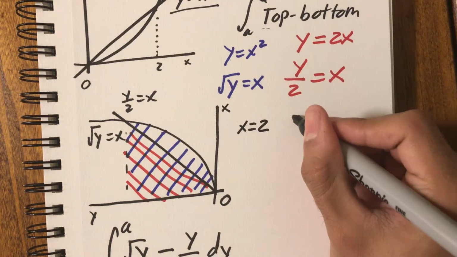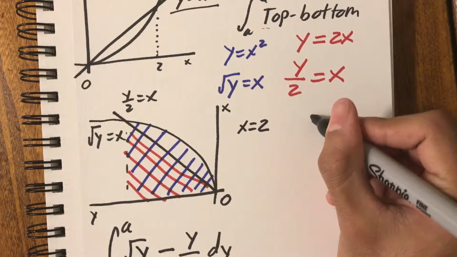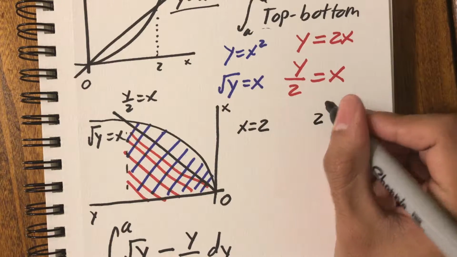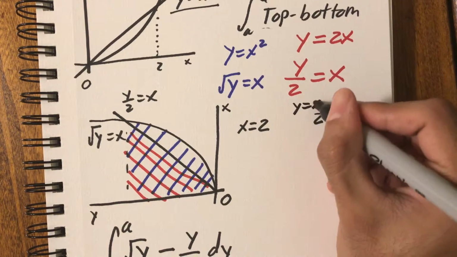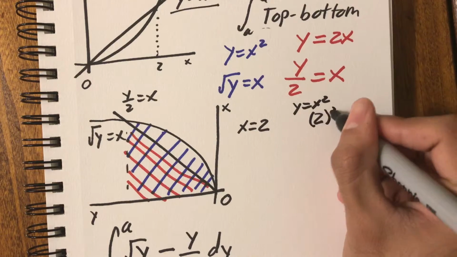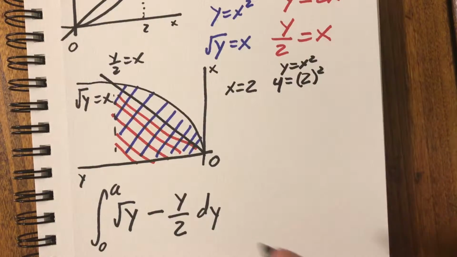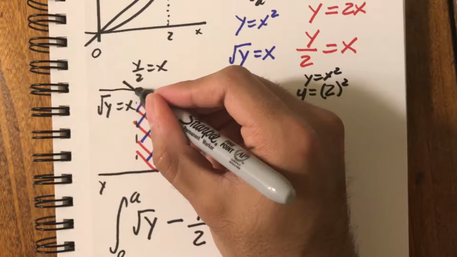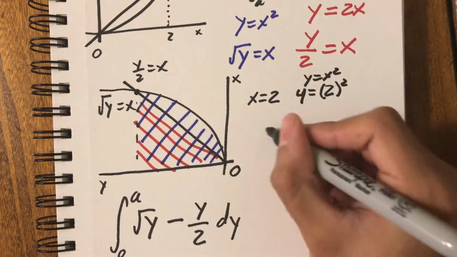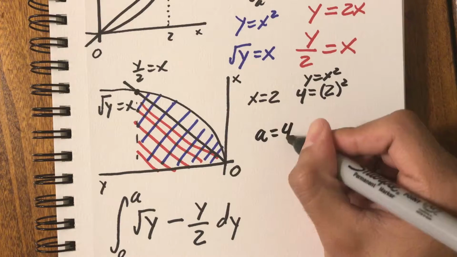So when x is equal to 2, I'm just going to use y is equal to x squared. 2 squared is 4. So that's where they converge. This point on the graph is 4. So we now know that a is equal to 4.